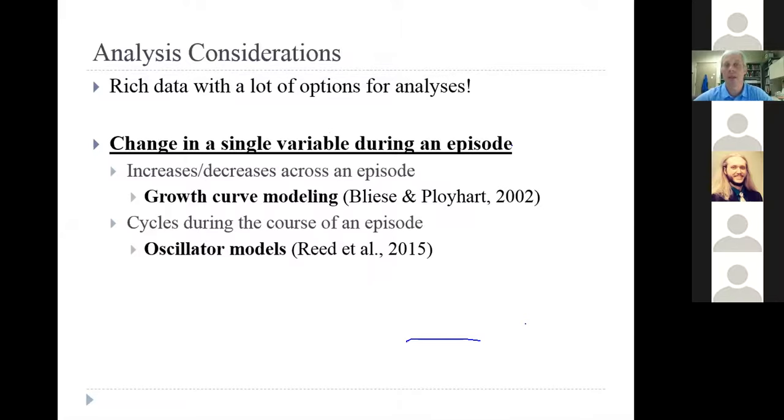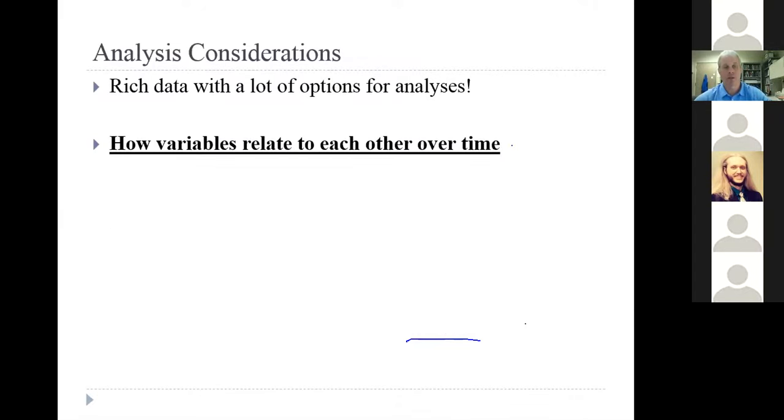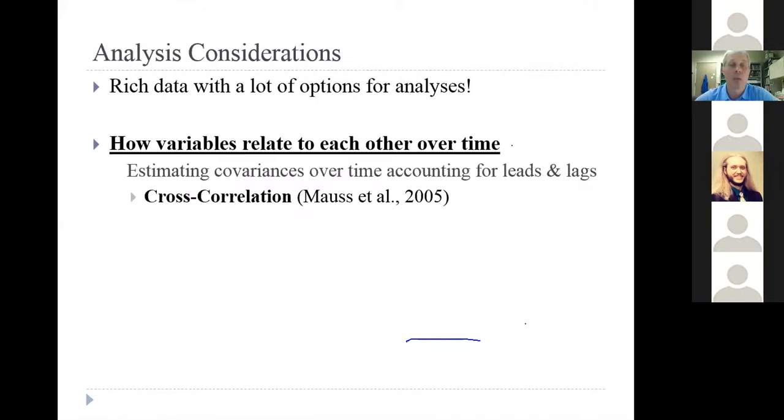You can look at how things cycle over the course of an episode, whether there are natural fluctuations up and down, using something like an oscillator model. And you can also look at whether there are changes in response to particular stimuli that are presented. It's sort of like what we did in the Gabriel and Diefendorff paper using discontinuous growth curve modeling. And then there's also the potential to look at how continuously measured variables relate to each other over time. This is what Mauss did in their study using cross-correlation, which basically allows you to look at the covariances between continuous variables, accounting for both leads and lags of those variables over the course of an episode.